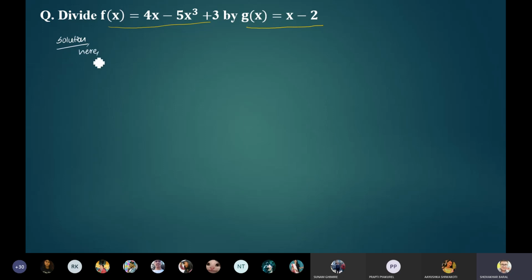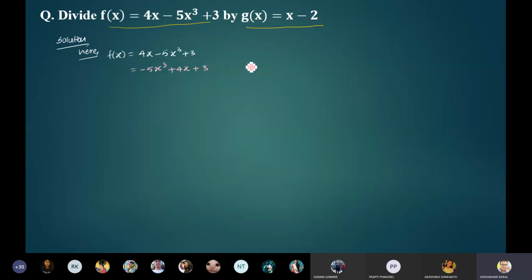Solution: f(x) is 4x minus 5x cube plus 3. As I told you earlier, these terms are not in decreasing order, so let me arrange them in decreasing order first. So it will be minus 5x cube plus 4x plus 3.